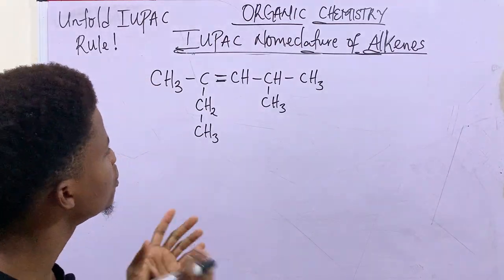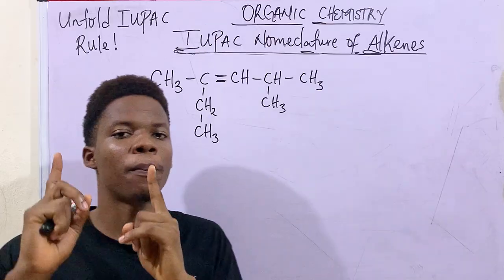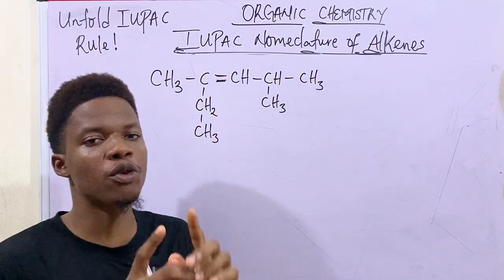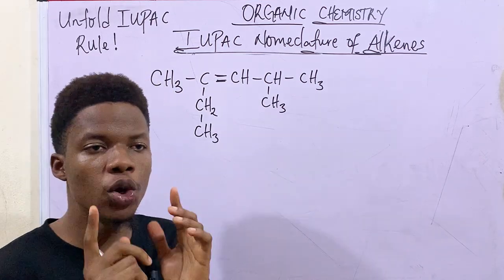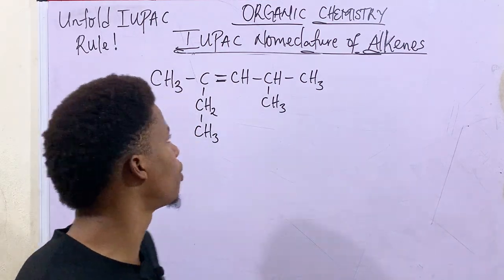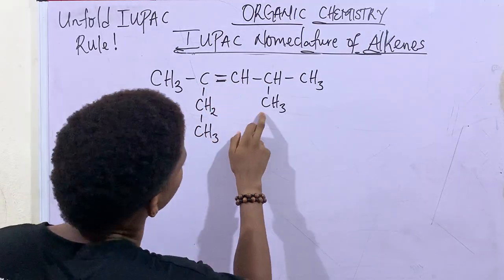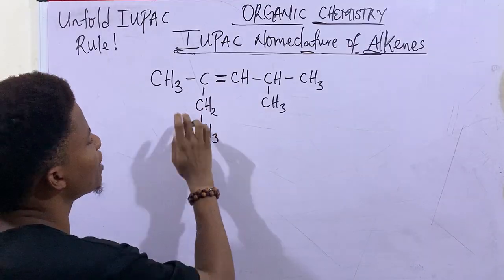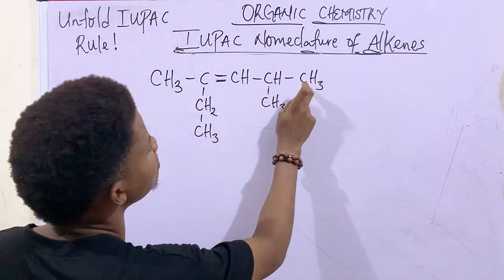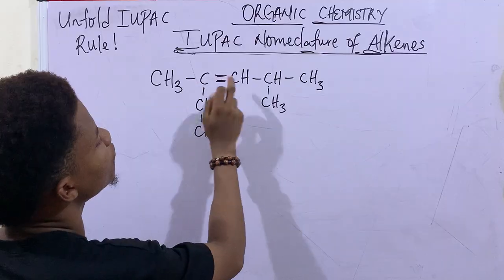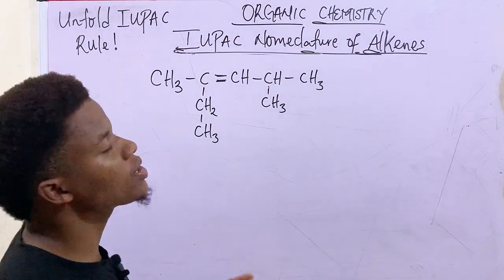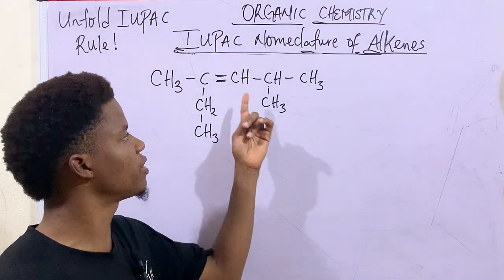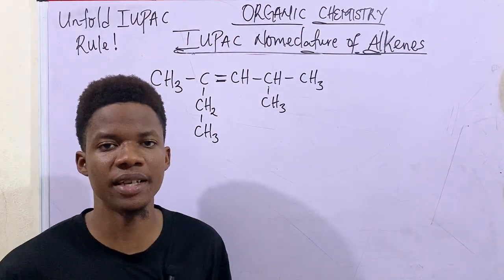So now let us check. First of all, identify your parent chain. The parent chain is the longest carbon chain carrying the functional group, which is the double bond. The longest continuous carbon chain carrying what? The double bond. So now let's watch. 1, 2, 3, 4, 5. Is that the longest? Not really. So 1, 2, 3, 4, 5, 6. All right, so the longest we can get is what? Hexane. That is because there is a double bond. It is hexane.